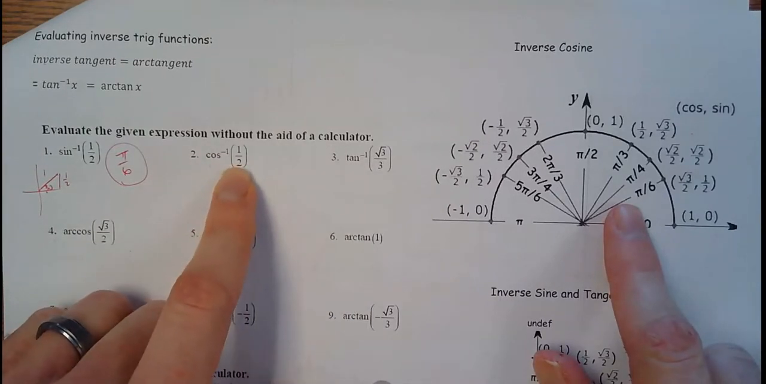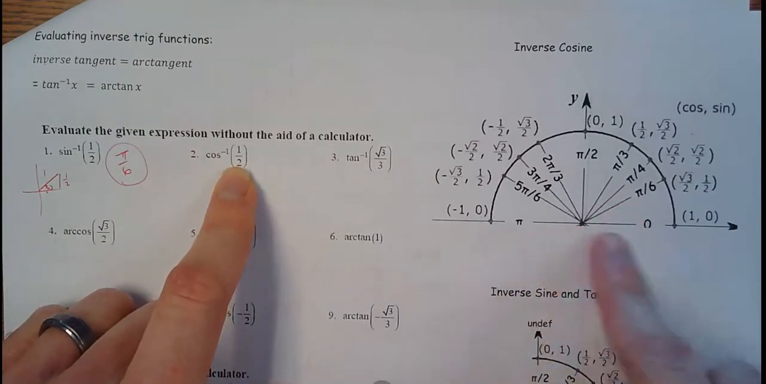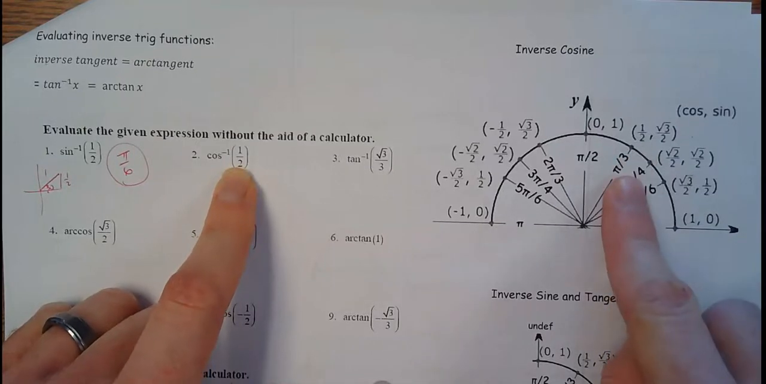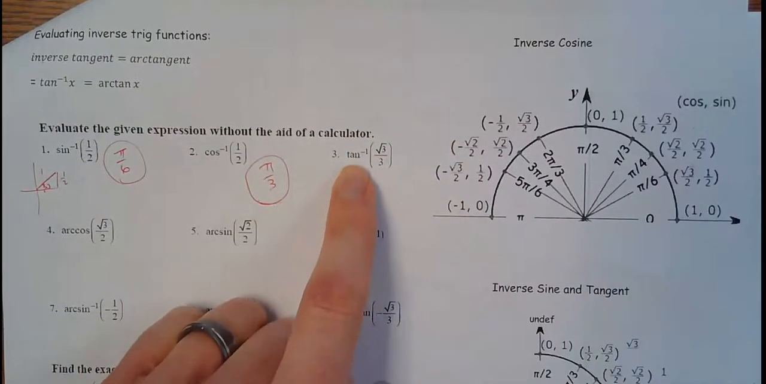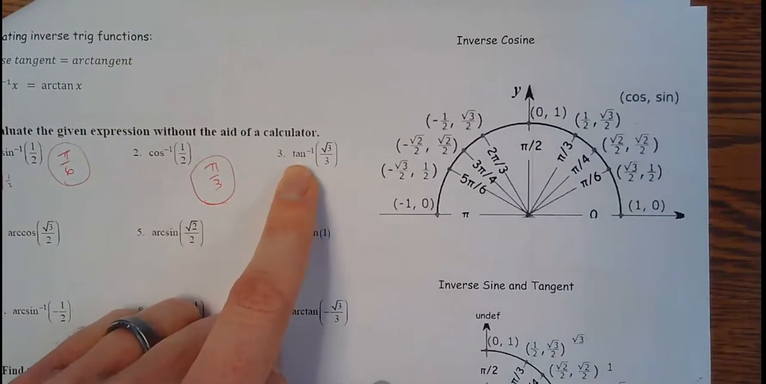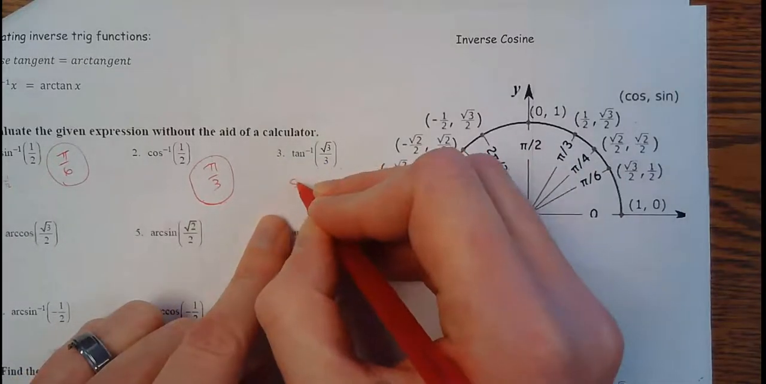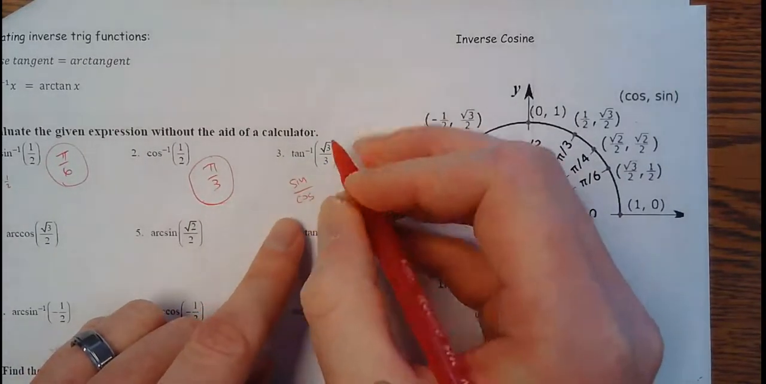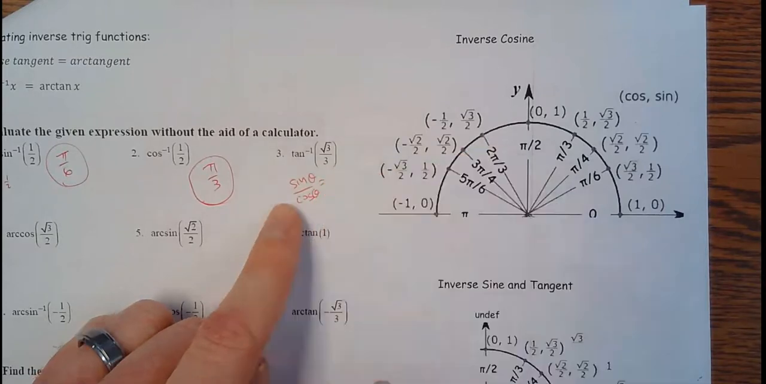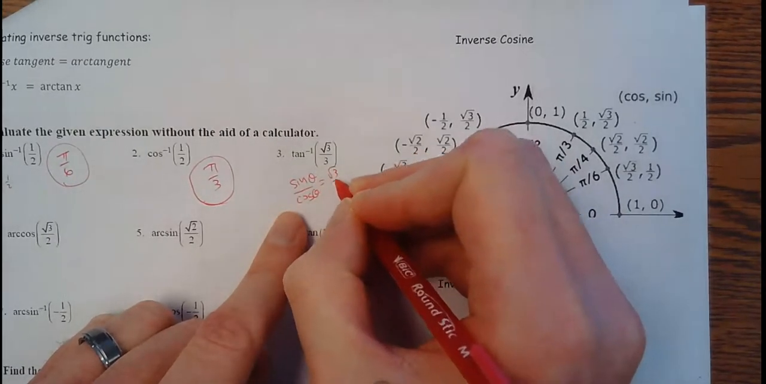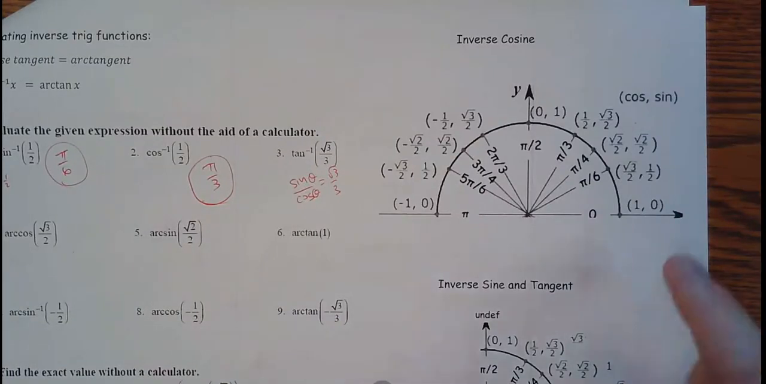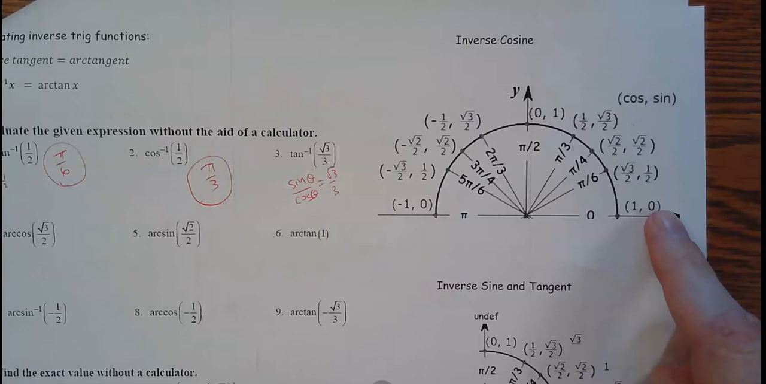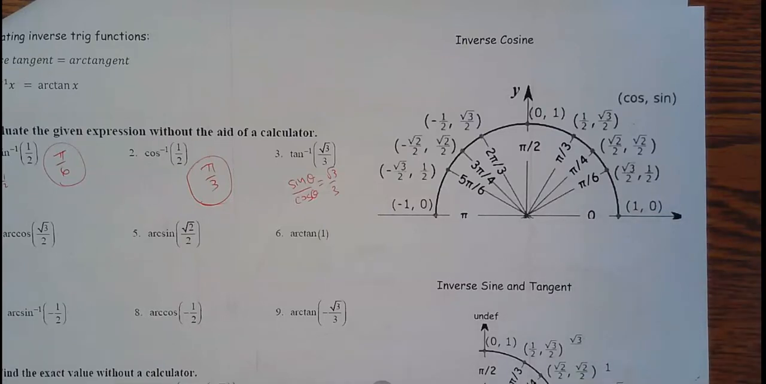Cosine is the x-coordinate. When does the x-coordinate equal 1/2? We have to go right to do it. Up there, that's pi over 3. Okay. Inverse tangent. Now remember, tangent is the sine over the cosine. So I'm trying to find what theta would I divide these to get radical 3 over 3. If you want to unrationalize that, because it's probably easier to find things in here if it's unrationalized, this would be the same thing as 1 over radical 3.